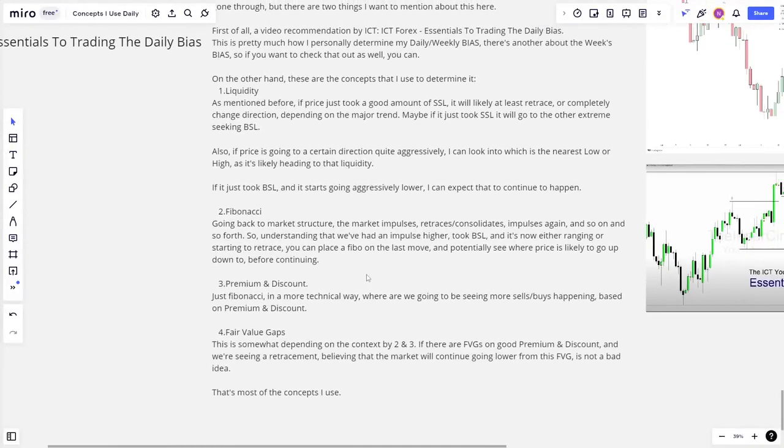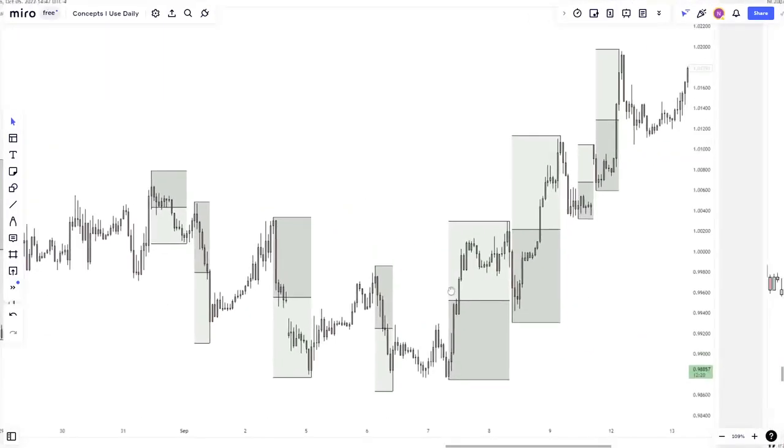Now, 2, Fibonacci. Going back to market structure, the market impulses, retraces, consolidates, impulses again, and so on and so forth. Understanding that we've had an impulse higher that took buy-side liquidity, and it's now either ranging or starting to retrace, you can place a Fibonacci on the last impulse higher, in this case, and potentially see where price is likely to go up or down to before actually continuing with the already set trend by this point. Again, basically what we just saw on this, right?